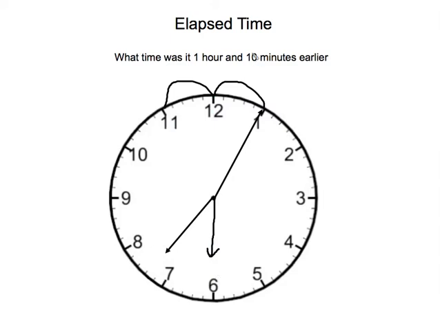Now I didn't just want to know what was 10 minutes earlier, I wanted to know what was 1 hour and 10 minutes earlier. Right now I'm at 6:55. I want to spin the hands back 1 more hour, which means I'm going to move this hour hand backwards 1 more hour, so it's on the 5. Now I'm at 5:55.